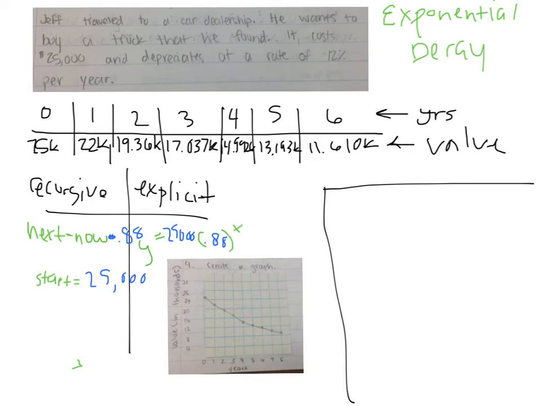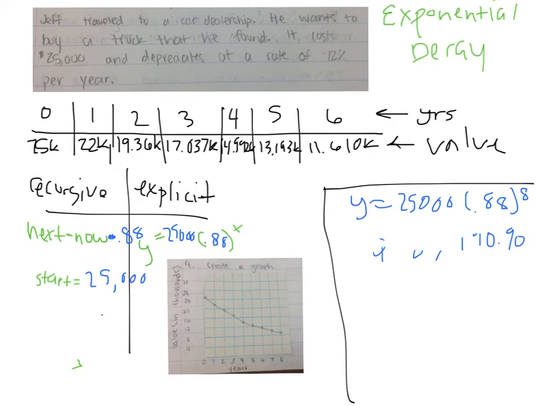Our first problem shows how much would this car be worth after 8 years? We'd have to set up an equation: y equals 25,000 times 0.88 to the 8th power. Our answer would have to be $8,990.90.